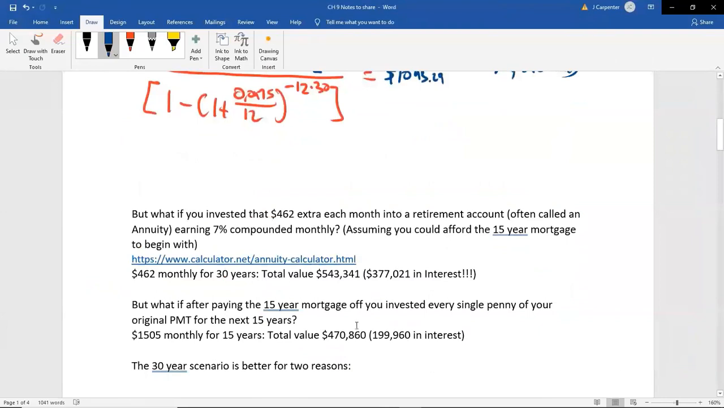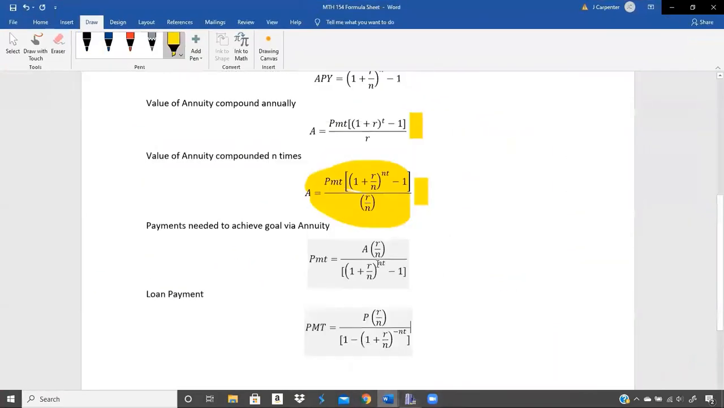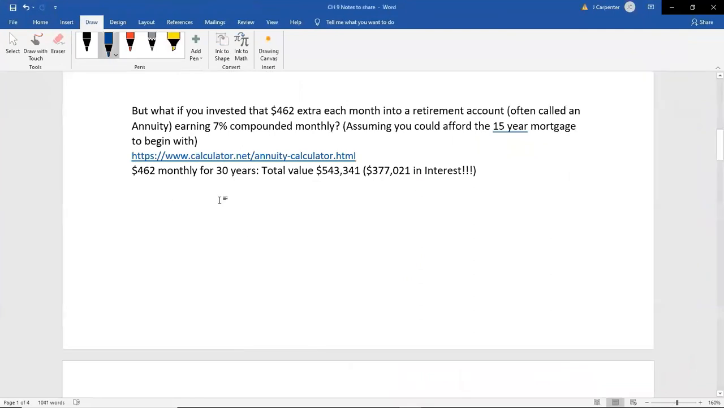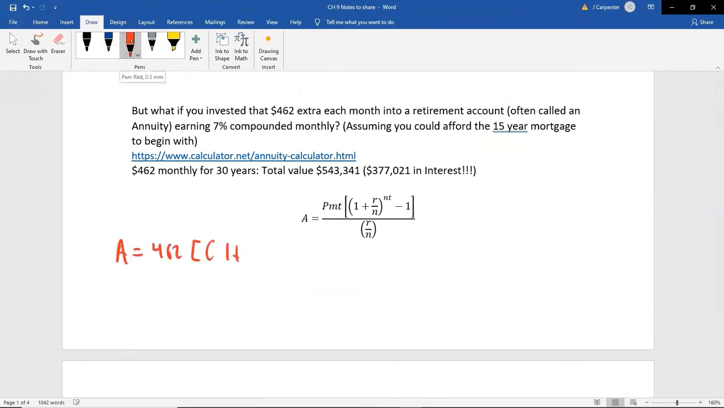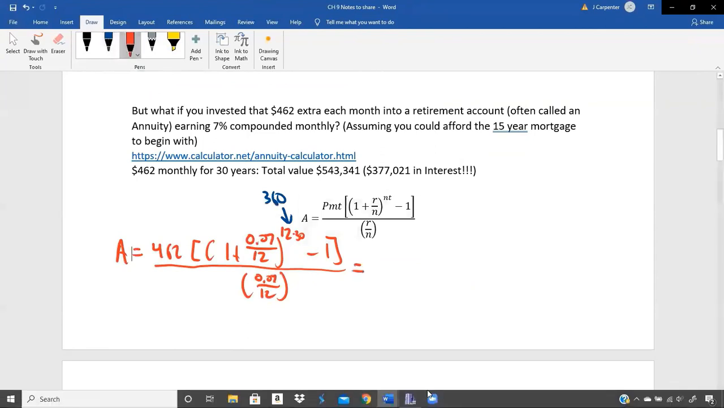For the annuity calculation, let's do the 30-year one. So we're going to take the value of annuity compounded n times. We're going to take this formula because we're doing monthly deposits. So the amount we'll have later, A, will be the payment of $462, bracket parentheses 1 plus, we're earning 7% monthly, and then that's nt, so 12 times 30, then a minus 1 here. Again, you see a lot of the similar features, they're just kind of rearranged, and then the bottom is 0.07 over 12. Again, r and n, I'm just putting the circle in the circle, the square in a square. The 12 times the 30, once again, is 360, but this is a positive, not a negative, so make sure that you understand that.